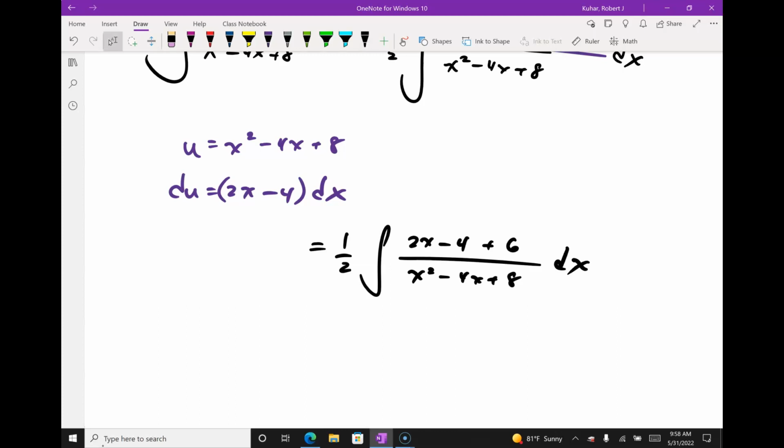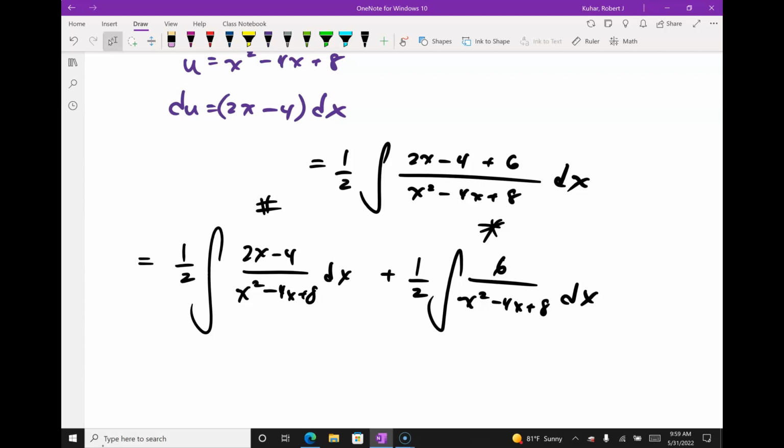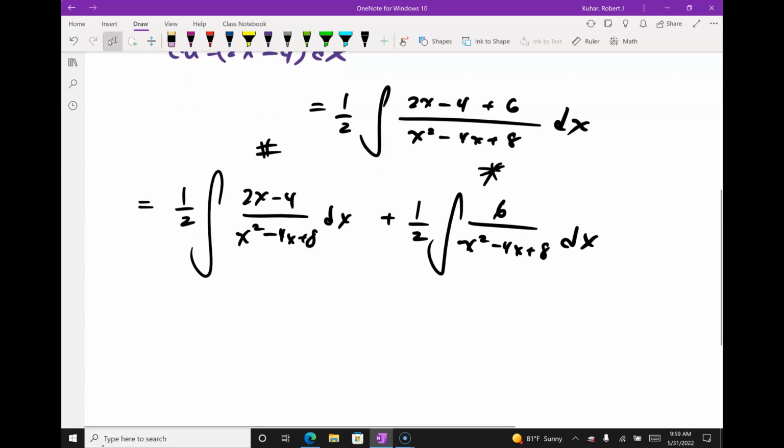Now I'm going to divide and conquer. I'm going to call the first one hashtag and the second one star, or asterisk, whatever, because I don't want to keep writing them all over and over. I'm going to work on one and then the other and then put them together, right? Well, this one I already know. This is u. This is du, right? So I'm done with that one. 1/2 of the ln of the absolute value of x squared minus 4x plus 8.